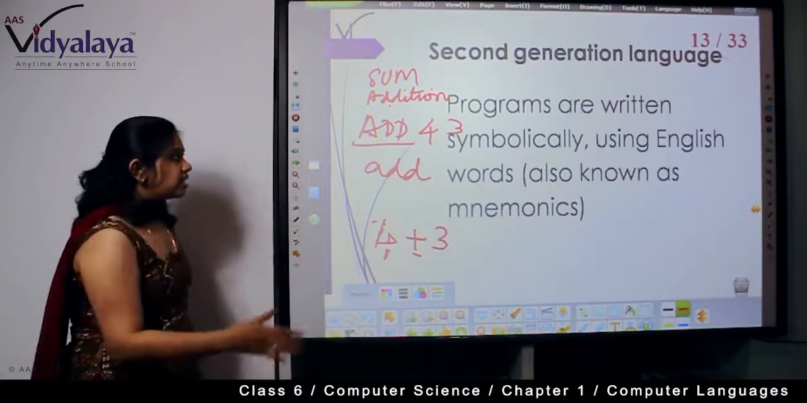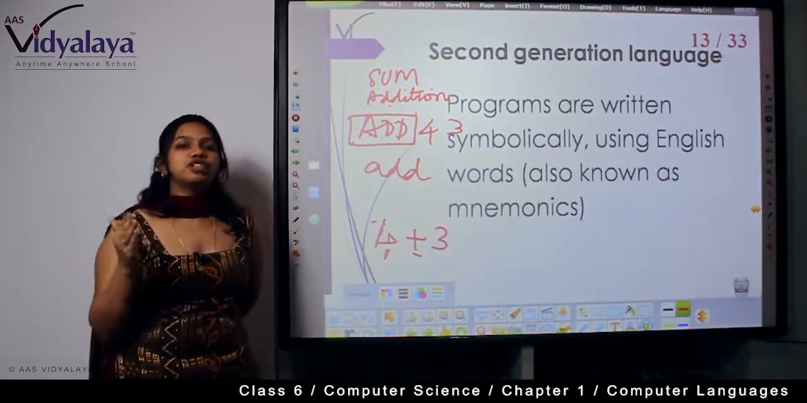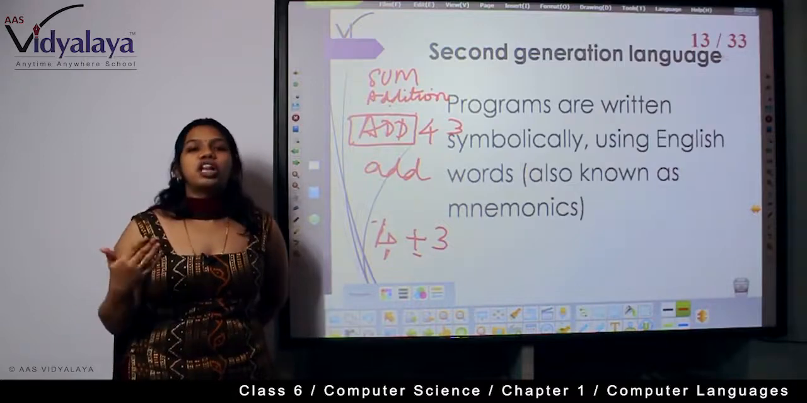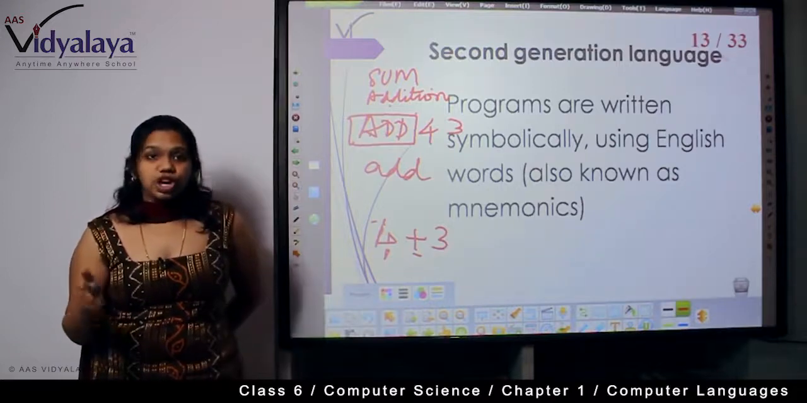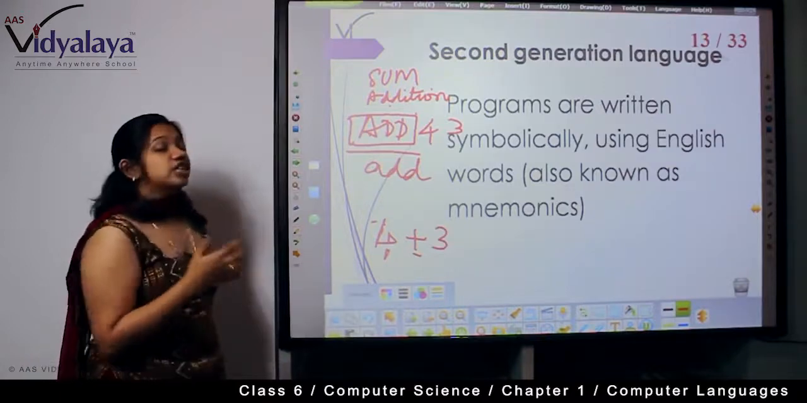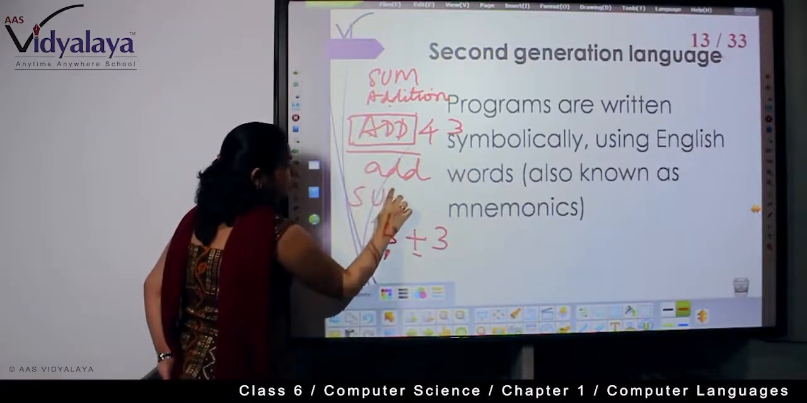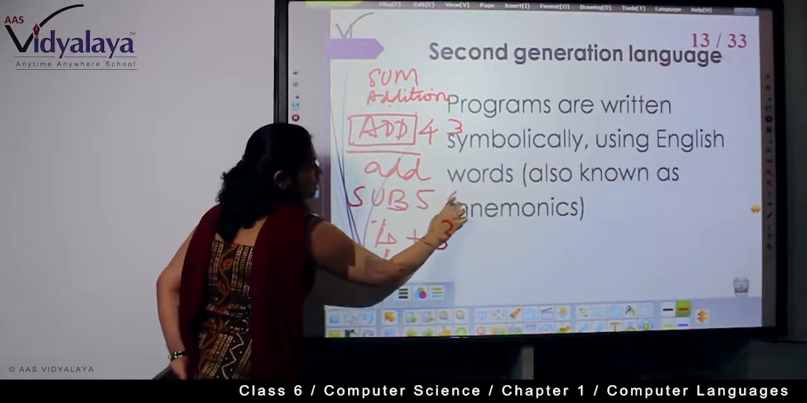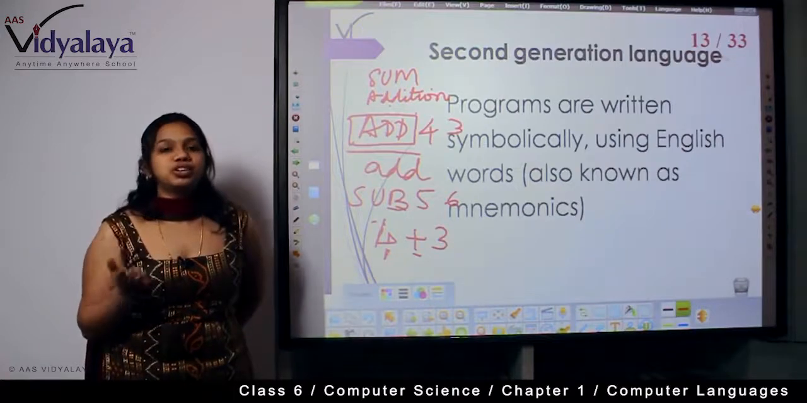Because everybody knows that ADD means you're supposed to perform addition on these two numbers. Correct? Yes. This part is called symbolic representation. When you have a short form or an image instead of a word, you call it symbolic representation. So our second generation language will have symbols or representations like this. For example, if it is going to be subtraction, I would use SUB and give the two numbers 5, 6. This is how we would instruct the computer in a second generation language.